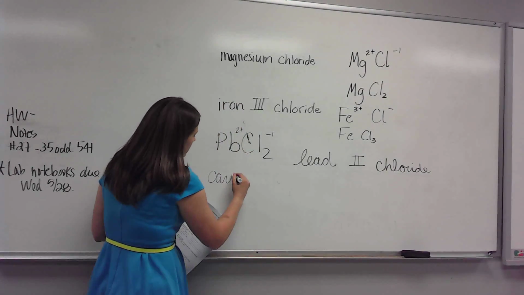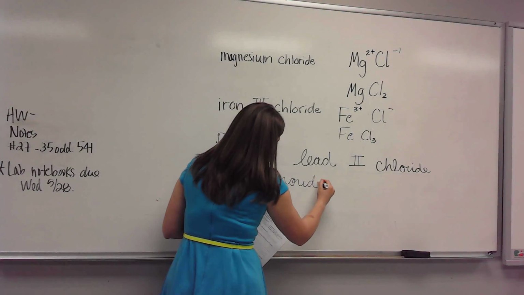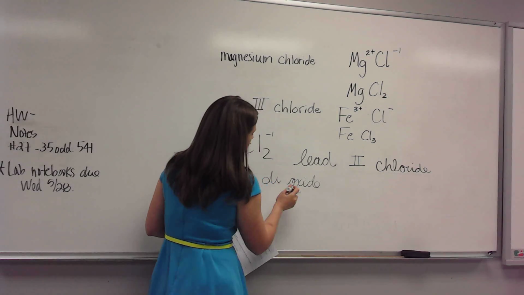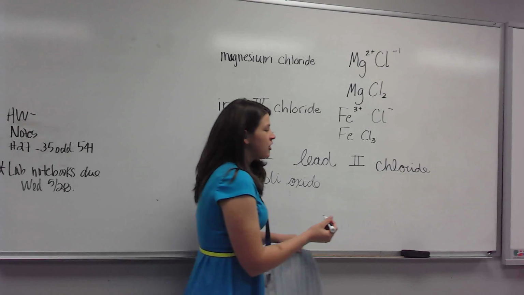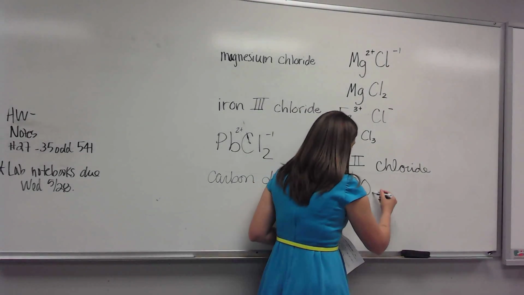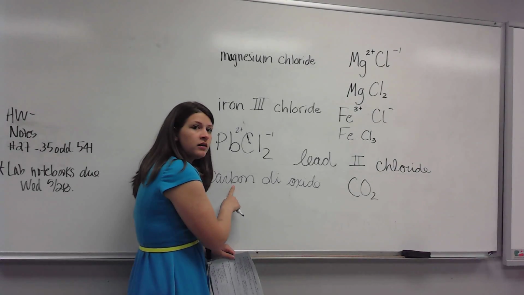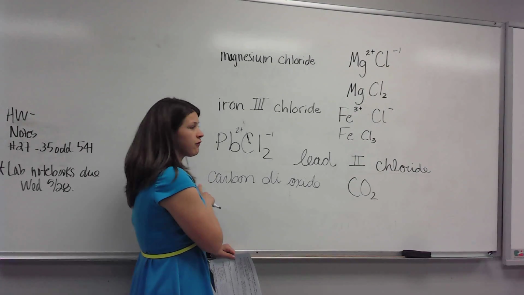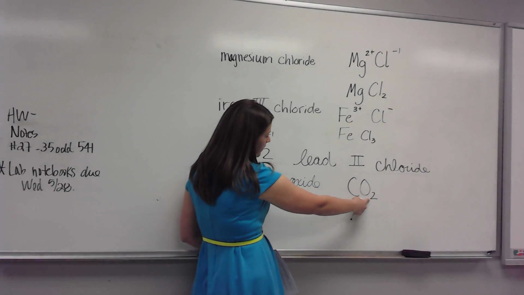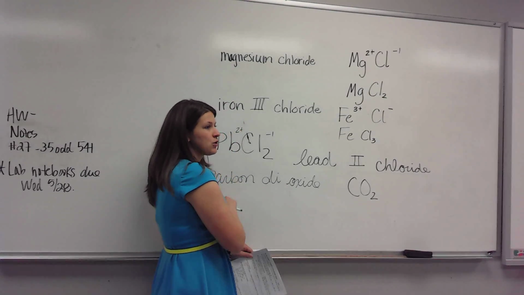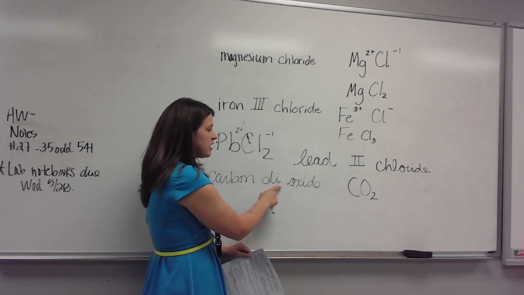Carbon dioxide. Right, CO2. You guys, this is a familiar one. But going back to naming these compounds, carbon is just 1 because it doesn't have anything in front of it. Di means 2, so I'm going to have 2 of them. But if this was carbon monoxide, what would that be? That'd just be 1 C and 1 O.